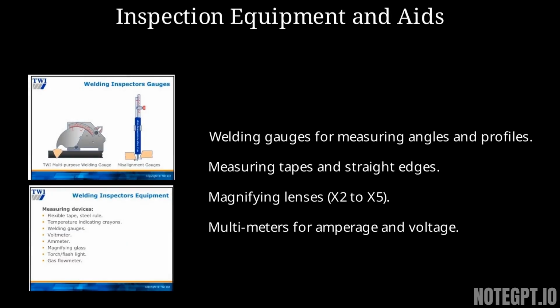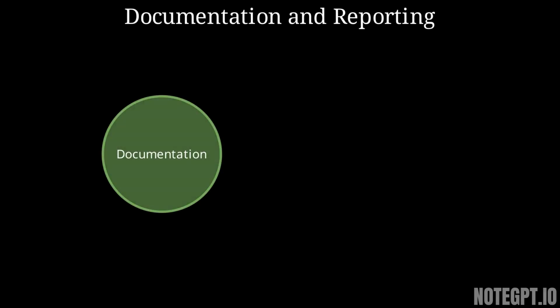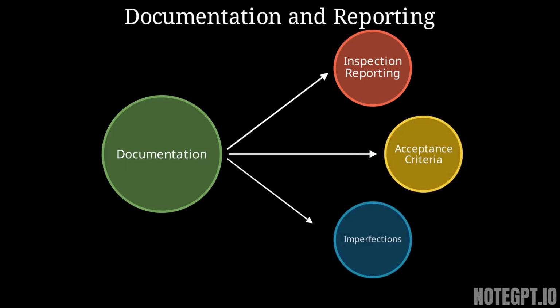Welding inspectors use various equipment such as welding gauges, measuring tapes, magnifying lenses, and multimeters to ensure accurate inspection and compliance with standards. Accurate documentation is essential. Inspectors must record inspection results, including material details, weld types, acceptance criteria, and any imperfections. Records may be checklists or detailed reports as required by contract.